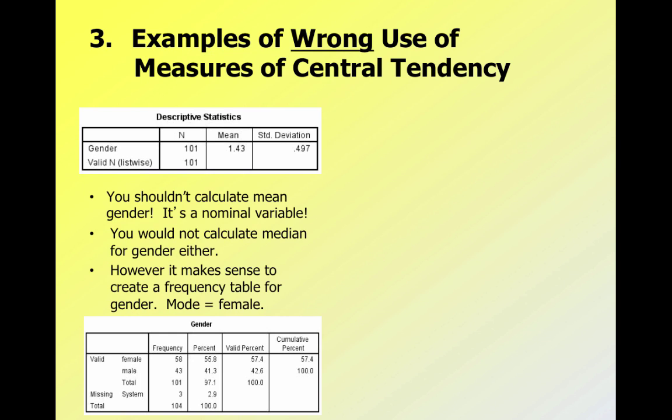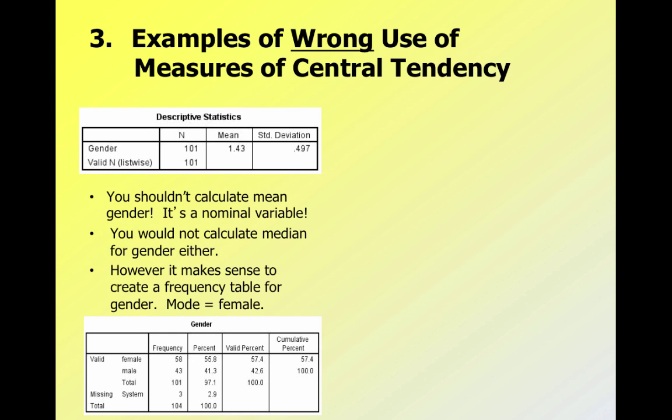In this case, this makes much more sense, right? And we can actually see that there were 3 individuals who did not answer this gender variable. So again, out of the 101 individuals who answered this gender variable, the 1.43 does not mean anything. We cannot interpret a mean for gender, which is a nominal variable. What we can interpret is a frequency table which gives us frequencies, percents, and valid percents. So this would be a wrong use of calculating the mean and even the median for nominal variables.